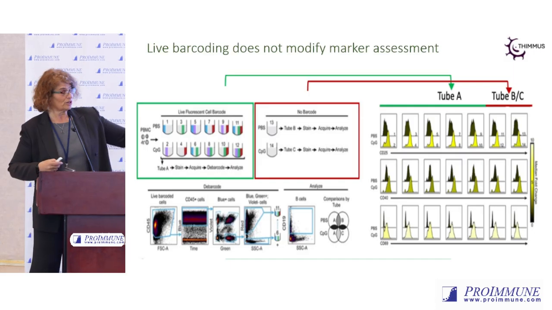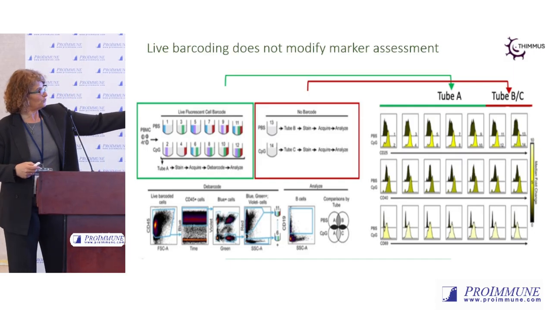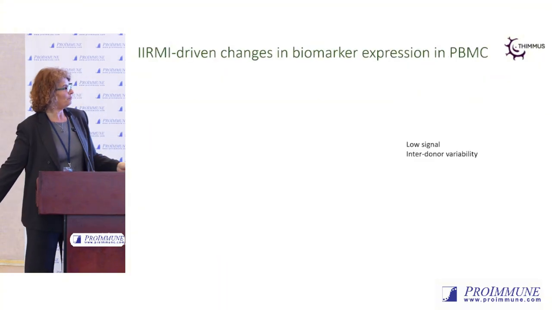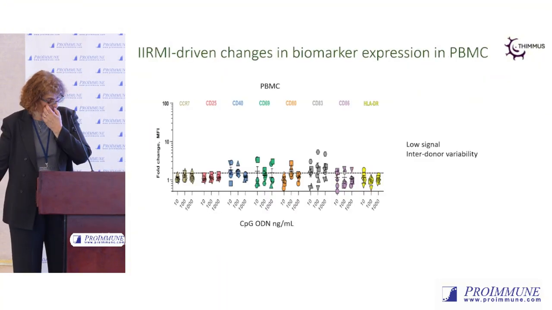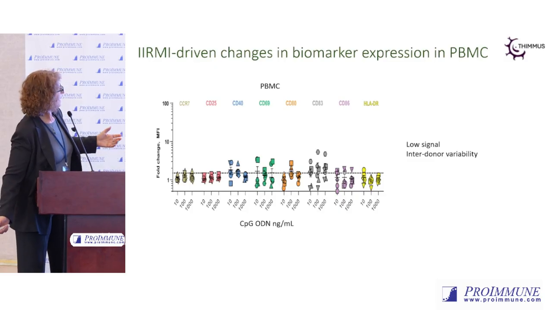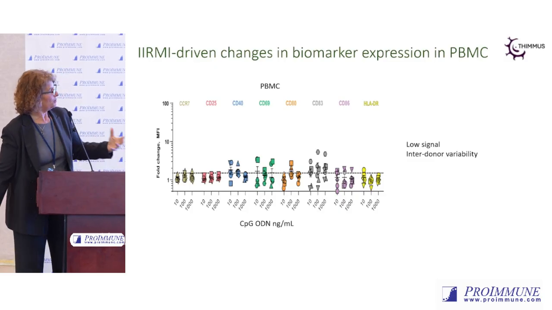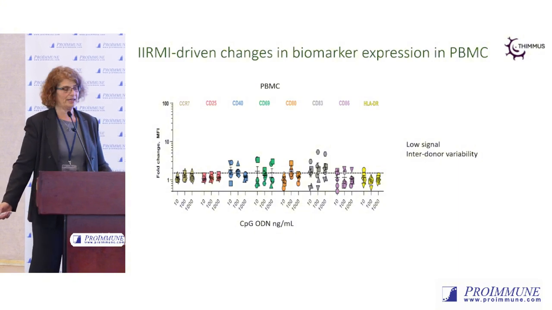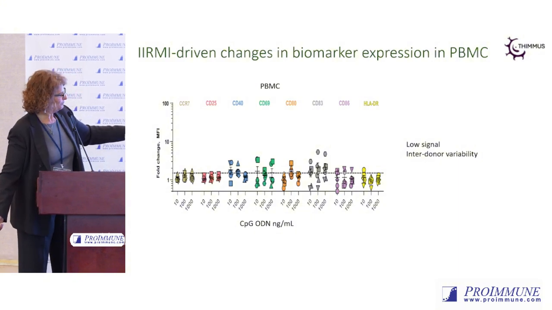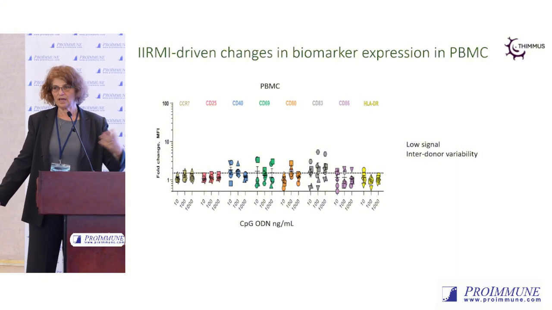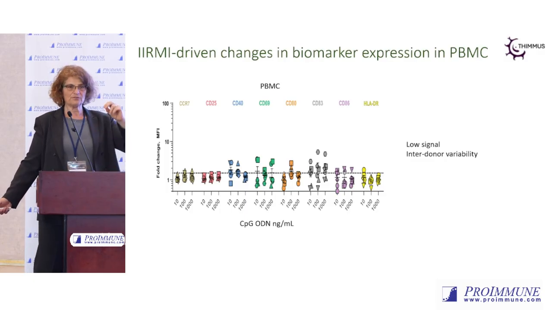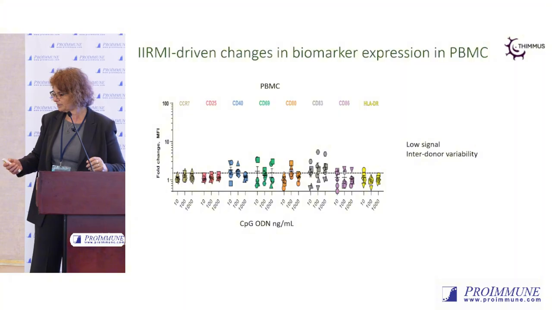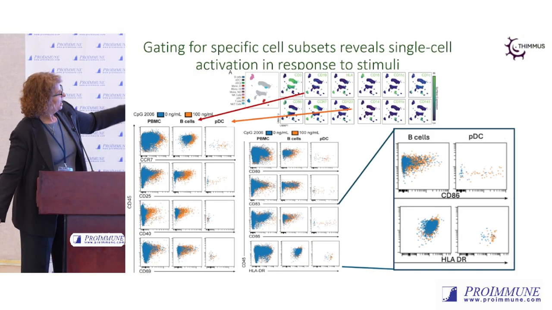Anyway, what you can see is that if you look at the profile of tube A versus B and C, they look exactly the same. There was no impact. So then we tried looking at what the activation was in PBMCs with low levels of CpG oligos. And when you look at PBMC, what you see is what I described before. It's hard to make a decision. These are very low levels of activation with high variability between donors. It becomes very hard.